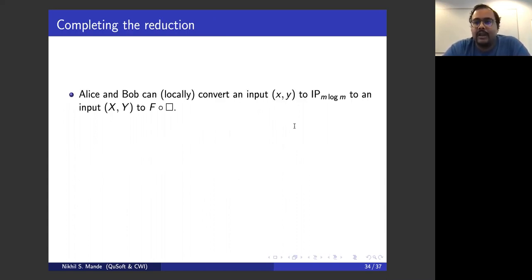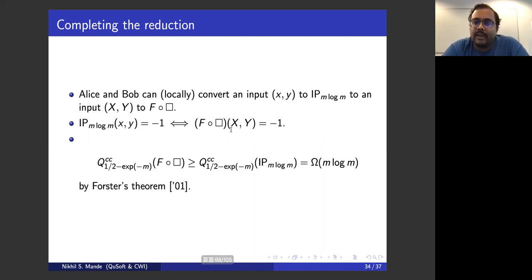So essentially, Alice and Bob can convert an input, like I said, x, y to inner product m log m to an input for F of square. And it turns out that this reduction is legitimate in the sense that inner product of small x, small y is -1 if and only if capital F of square of x comma y is -1. So what does that mean? That just means that the communication complexity of F composed with square under whatever model you consider is at least the communication complexity of inner product m log m, since this reduction was completely local. And Forster's theorem says that even in the unbounded error model, the communication complexity of inner product m log m is omega m log m.